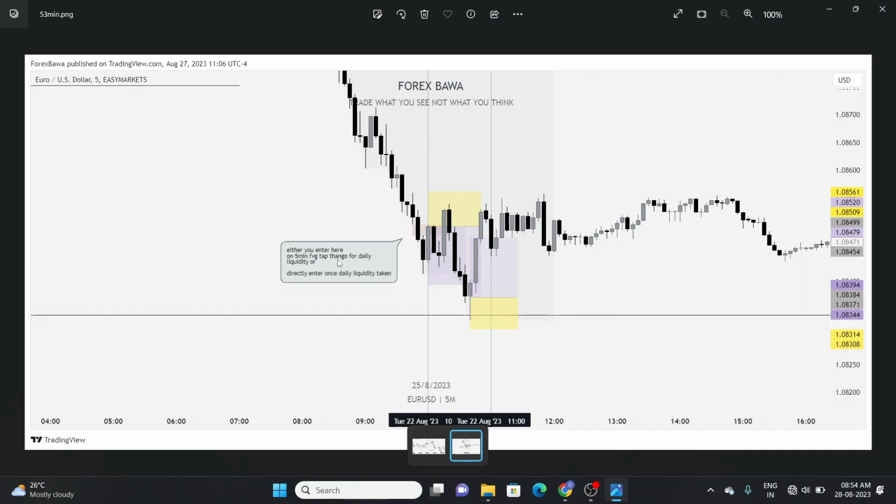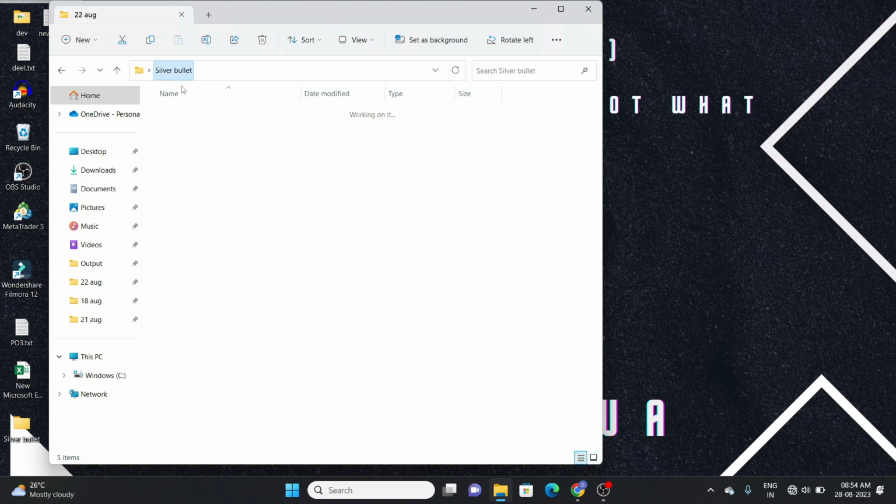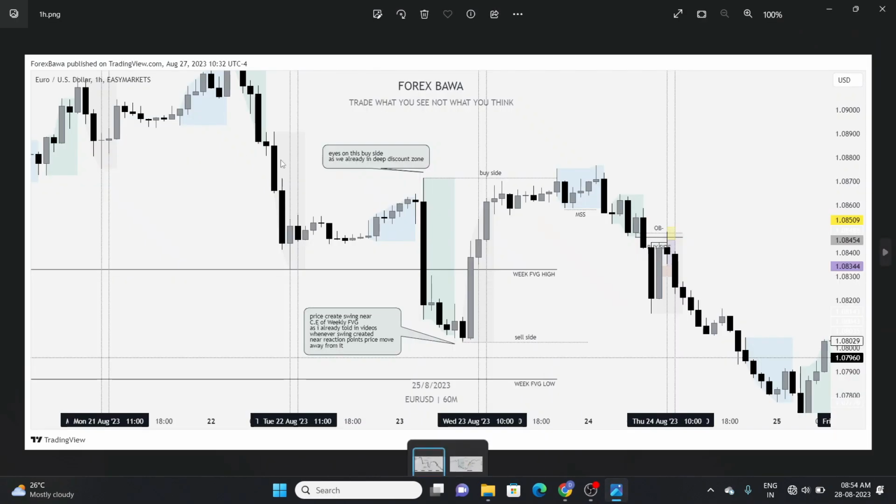Either you enter on a 5-minute fair value gap, then go for daily liquidity, or directly once liquidity is taken on a daily time frame. So this is a good example. Now coming to the 23rd of August. So what did you see here?